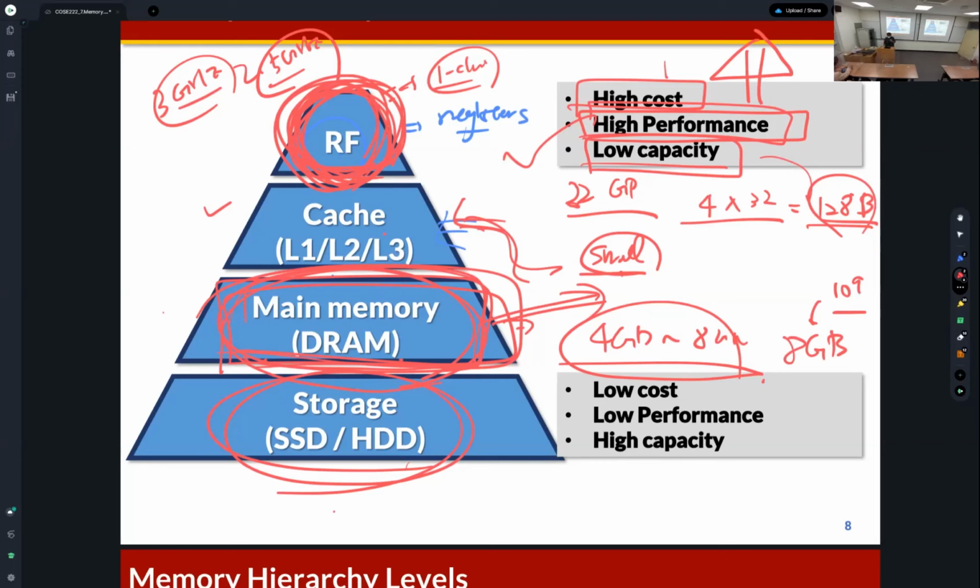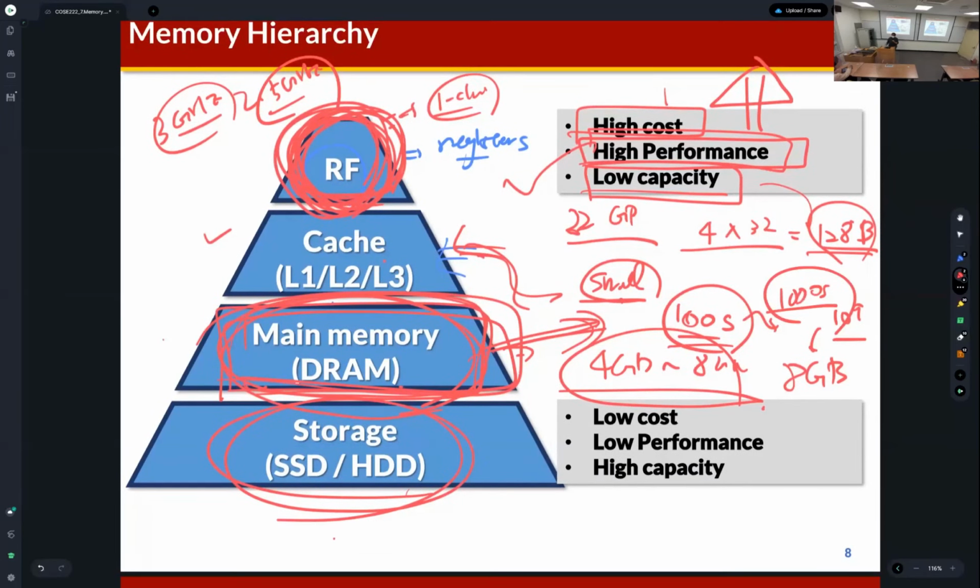Okay. So usually, if we load data from the main memory, it will take around hundreds of cycles. It depends on the memory traffic, but it can also take up to thousands of cycles. Compared to the register file, it will take a very long time. But the size is large.